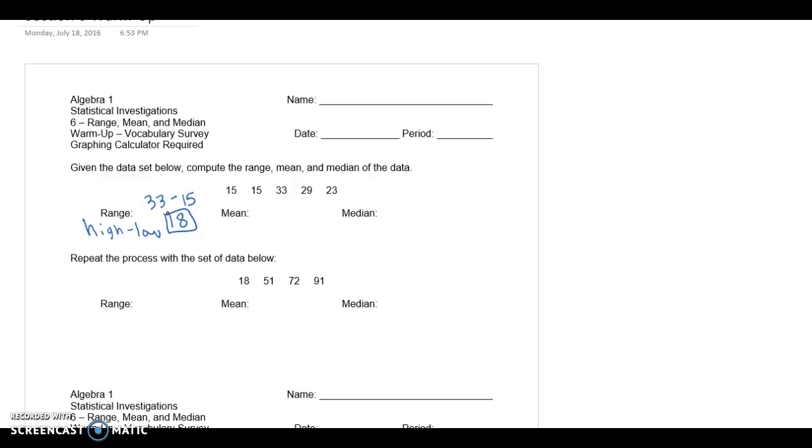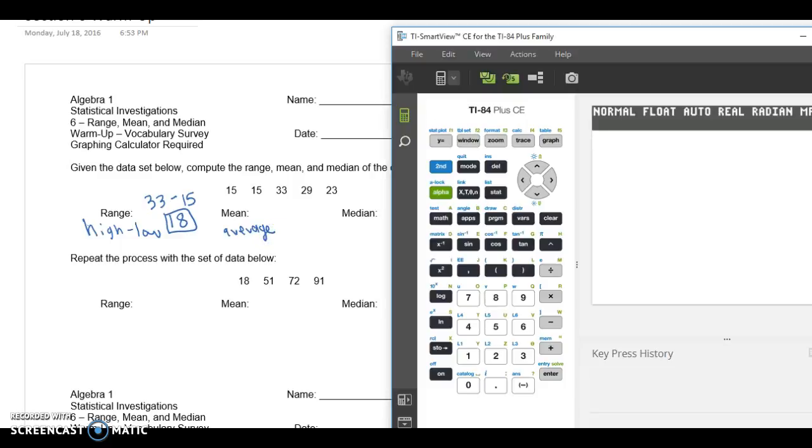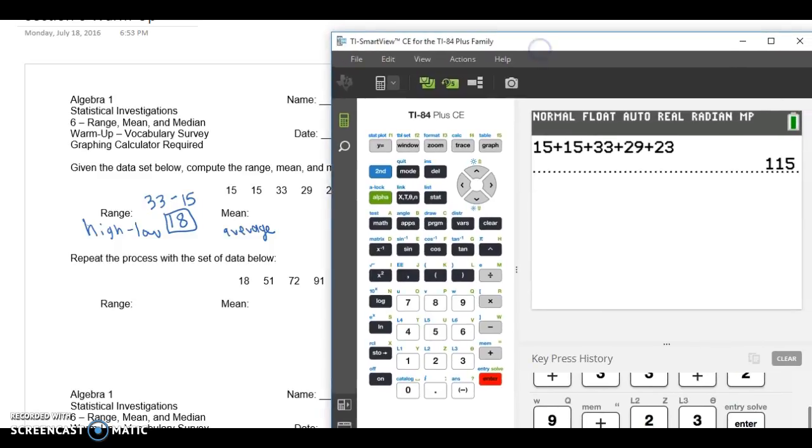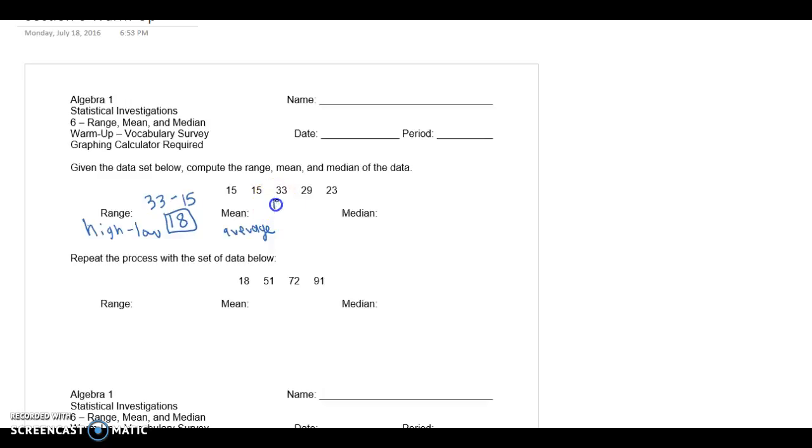Our mean is the average of them. So to find the average, we're going to add up all the points. 15 plus 15 plus 33 plus 29 plus 23. And that total that we get, which is 115, we're going to divide that by how many entries we have, which is 5. That would give us a mean of 23.